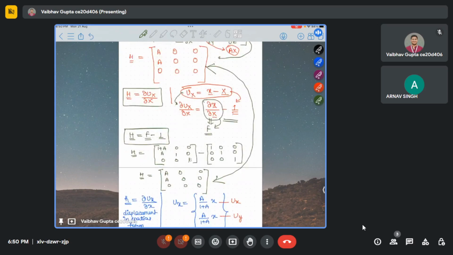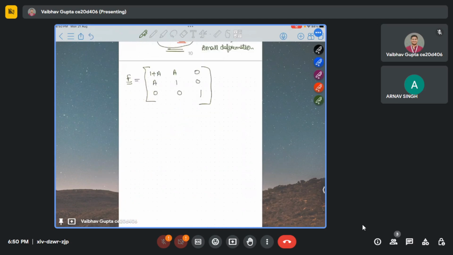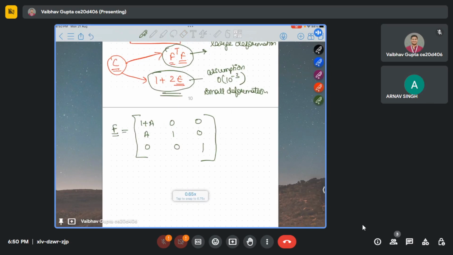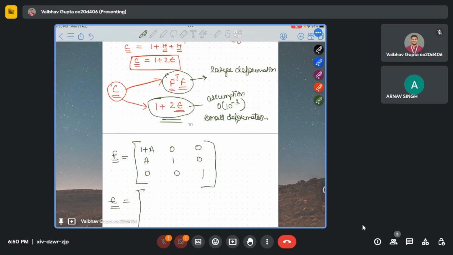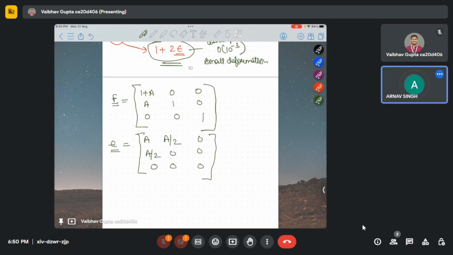One second. 1 plus A, 0, 0, A, 1, 0, 1 plus A, 0. Okay, 1 plus A, 0, 0. So this is 0. Okay, this is our F matrix. And what is our epsilon? Just now we have calculated it: A by 2, 0, A by 2, 0, 0, 0, 0, 0. This is epsilon.